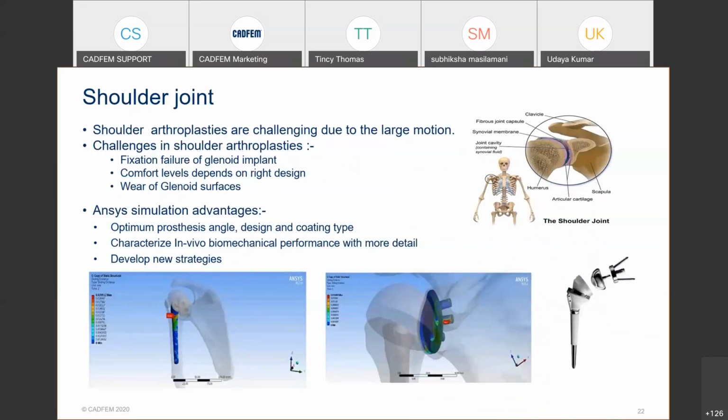Now coming to the shoulder joint. The shoulder joint is also one of the important or challenging ones, because of its large motion, right? It's almost, you can say, 360 degrees. And the challenges faced by shoulder arthroplasty are majorly because of the failure of glenoid implants, basically, right?